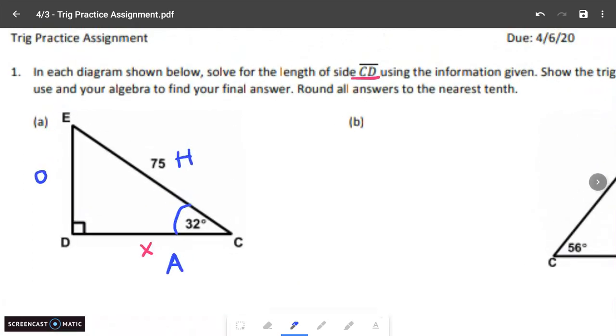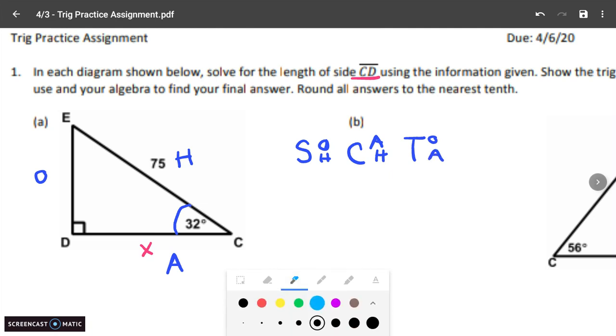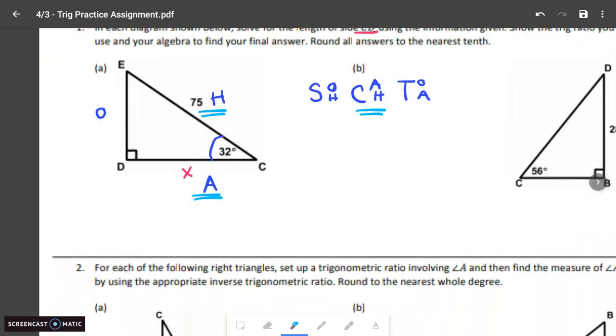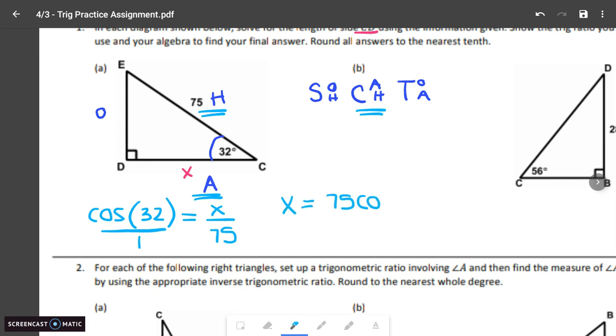Now, the whole point of this whole unit comes down to the phrase SOHCAHTOA. So I look to see which sides we have. We have a number on H, and we are looking for A, so that means we're using the trig function cosine. So cosine is always paired up with the angle, so cosine of 32 degrees is equal to x over 75, and we cross multiply. So it's going to look like x equals 75 cosine of 32.